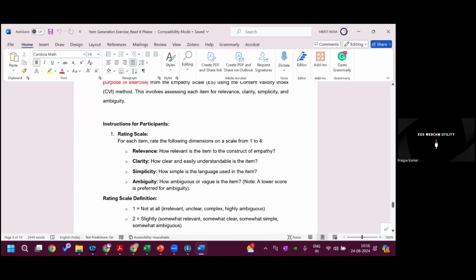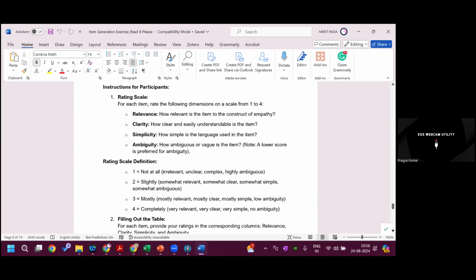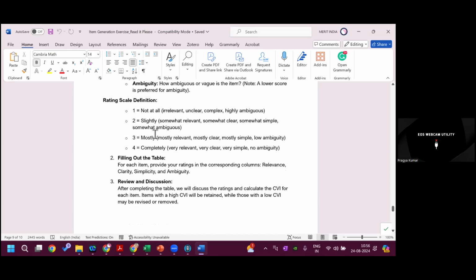The first one, which is the relevance, you just see how relevant the item is, and you rate it on a scale of 1 to 4. 1 is not at all, 2 is slightly, 3 is somewhat relevant, and 4 is highly relevant. And regarding the others also, like clarity, simplicity, and ambiguity, you have rated all those questions. You have to give this rating of 1, 2, 3, and 4.